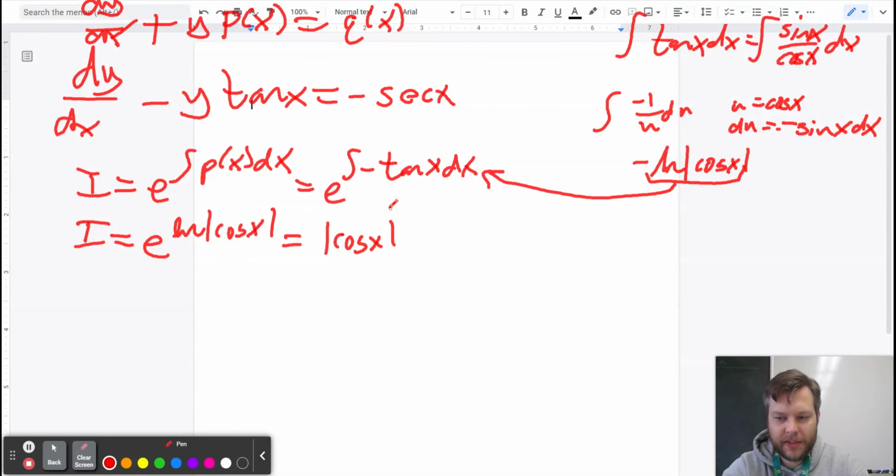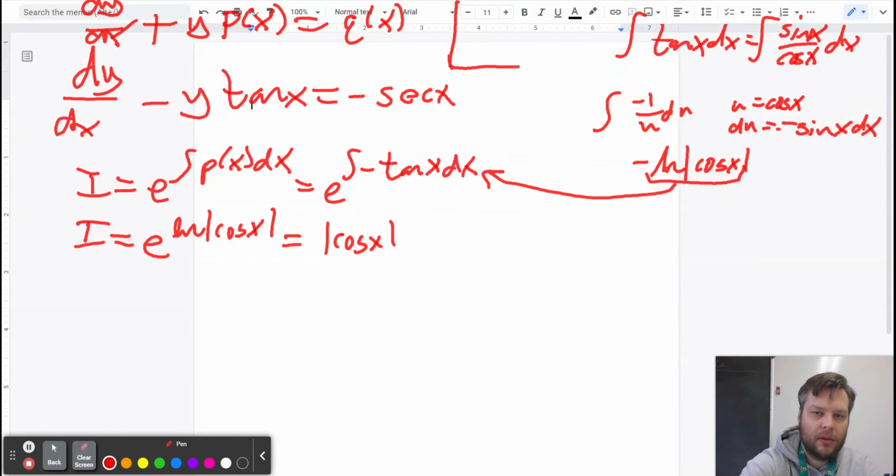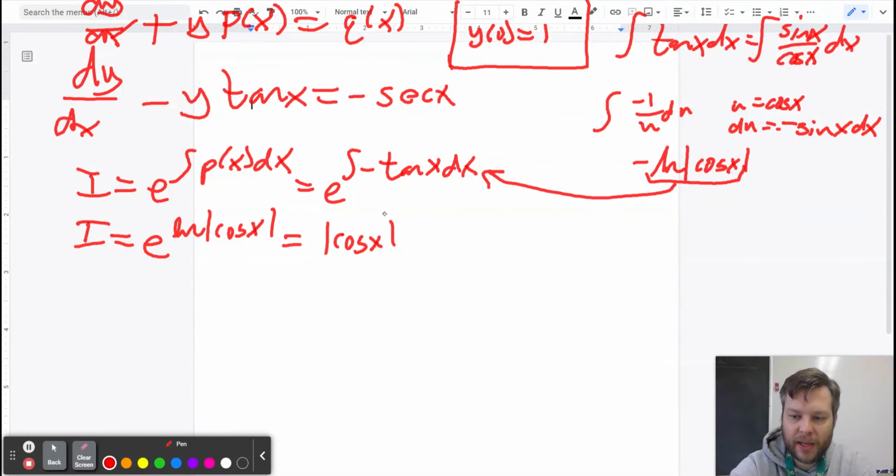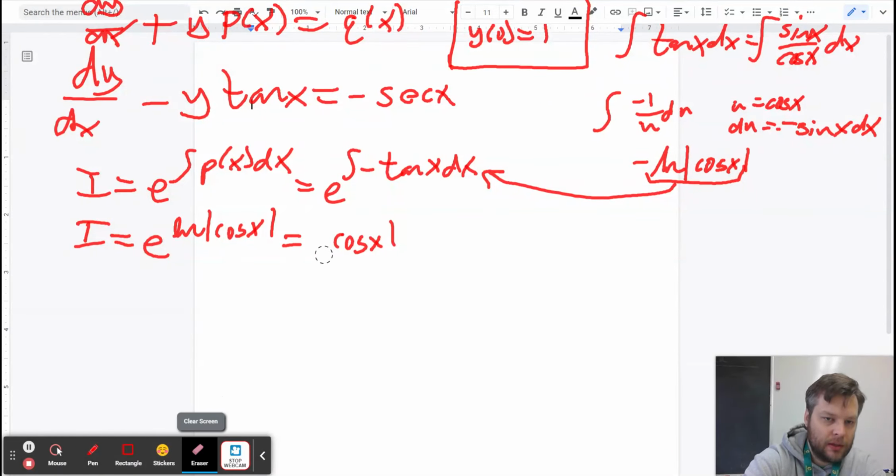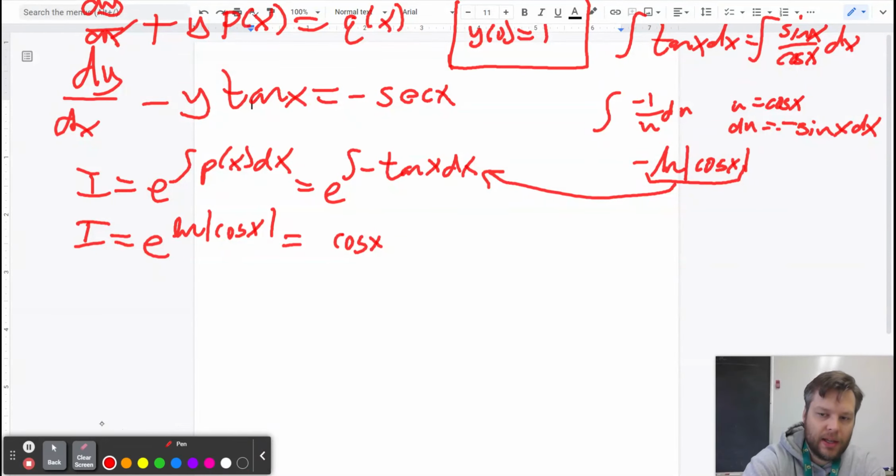At this point, we need to sort of decide if we are going to deal with the positive or the negative arm of it. And so you can look at the initial condition. The initial condition given in the problem is, I'll just pop it up here, we'll use it later, that y of 0 equals 1. And if you plug in x equals 0, you'll see that this is a positive value, because cosine of 0 is positive. So I'm just going to get rid of those absolute value bars and call it like that.